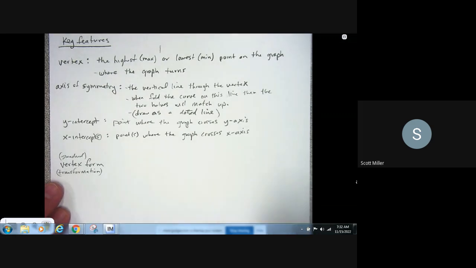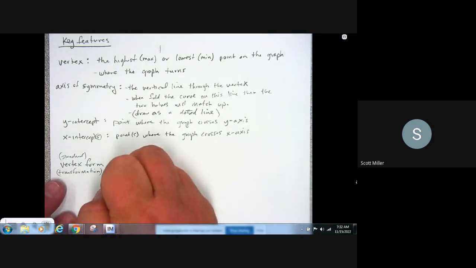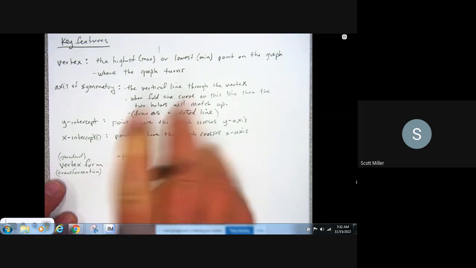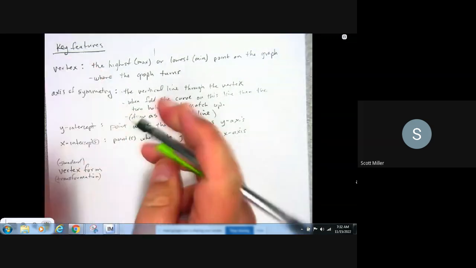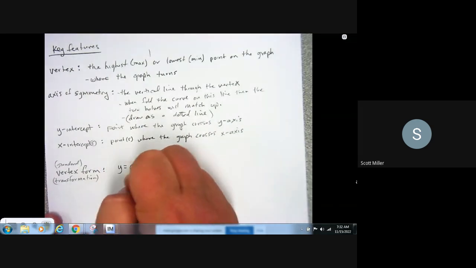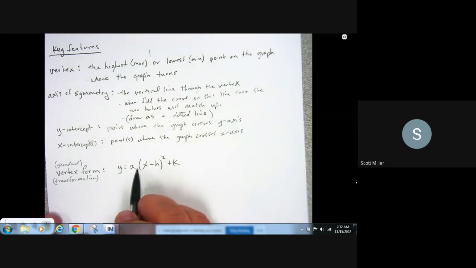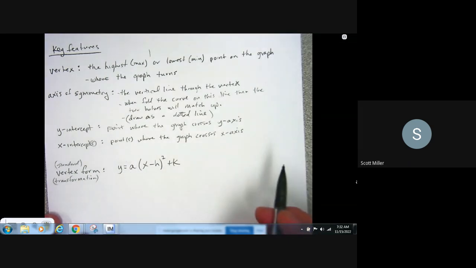from its parent function. So that's what this is kind of looking at. We're going to see how these things do it. We want to know, oh, let me write down the standard form first. So the vertex form is y equals a(x minus h) squared plus k. So x and y are the variables, a, h, and k are the unknowns.